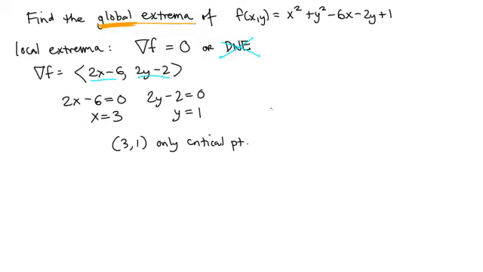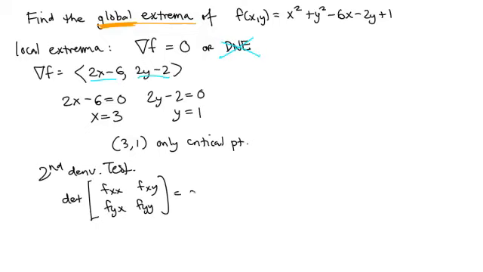At this point, we know that this is the one and only place where an extremum can occur, but we don't know what kind of an extremum it is yet, so we could go and use the second derivative test to classify it. Remember, the second derivative test says we want to take the determinant of the matrix whose components are fxx, fxy, fyx, and fyy.